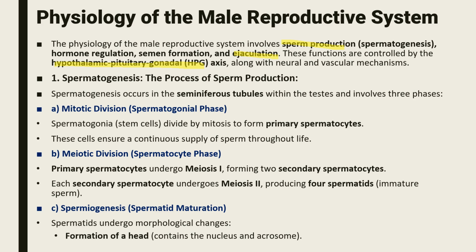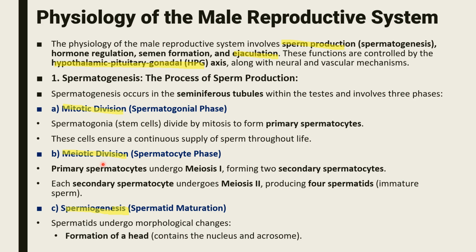Spermatogenesis. In spermatogenesis, we have three phases: mitotic division, meiotic division, and spermiogenesis. In mitotic division, also known as the spermatogonial phase, spermatogonia stem cells divide by mitosis to form primary spermatocytes. These cells ensure a continuous supply of sperm throughout life. On the next page, you will see how it happens. There's a diagram about it.